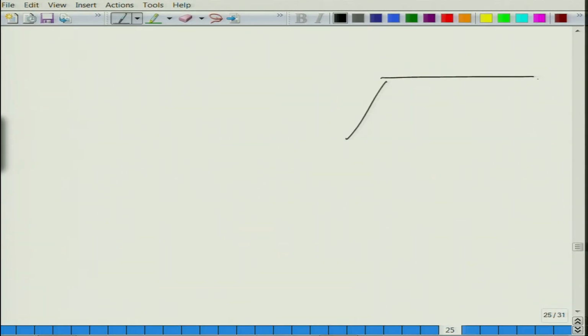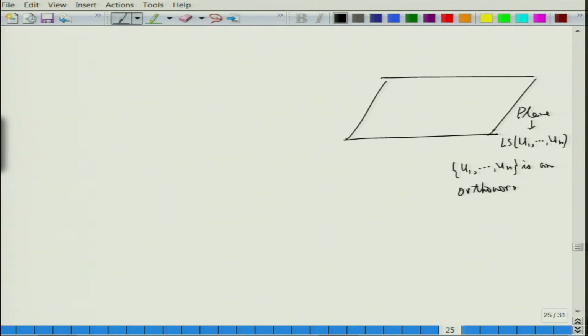So I have a plane here, some plane P. Now this plane is generated by certain spaces. So it is generated by the linear span of some vectors u1 to un. It is given to me as a special case that the set u1 to un is an orthonormal set. So this is given to me extra. Till now I have not been able to say that given any plane I can always get such a set. That I have not yet been able to prove.